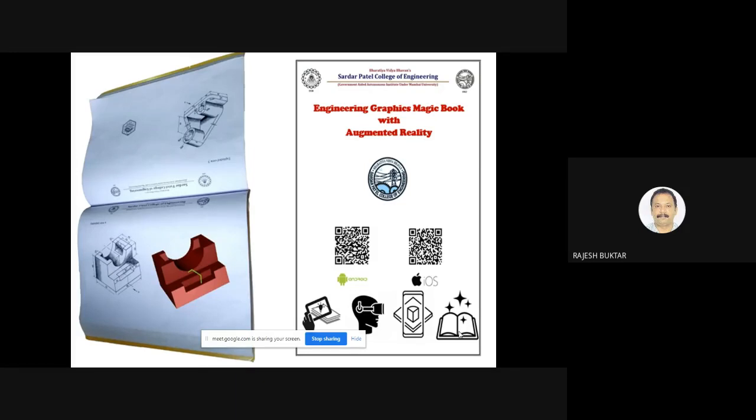AR. So AR is just emerging. Once AR software and facilities become mature, you imagine at what peak level it can operate. So this is the augmented reality book developed at SPC for the subject of engineering graphics. Similarly, you can develop for other subjects also.